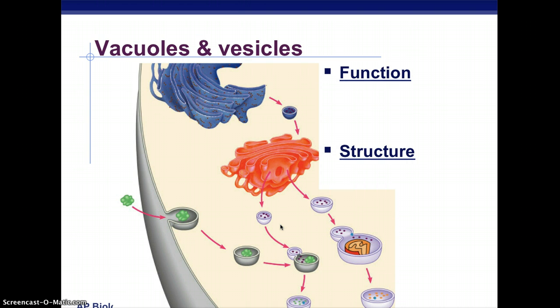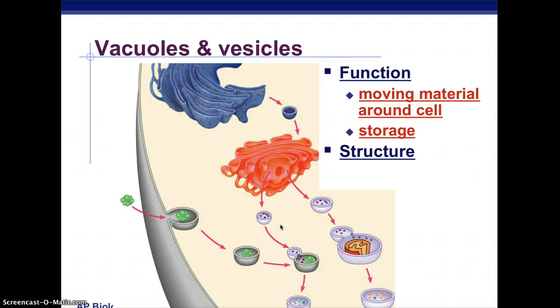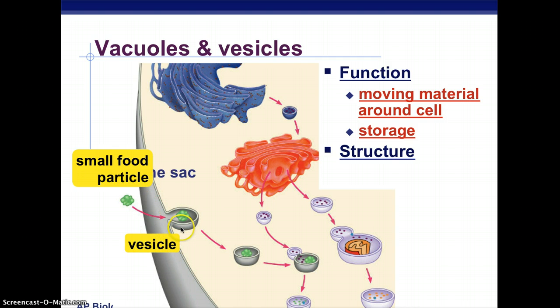So vacuoles and vesicles, if we take a look at them, the function of them is moving materials around the cell and for storage. Vesicles specifically are for moving materials, and the vacuoles are for storage. So if we take a look here, here's a little food particle, and what happens is the cell membrane pinches inward to form a vesicle. So a vesicle is actually made of membrane, and that membrane could come from the cell membrane itself. The structure of vesicles and vacuoles is that they're just a membrane sac.